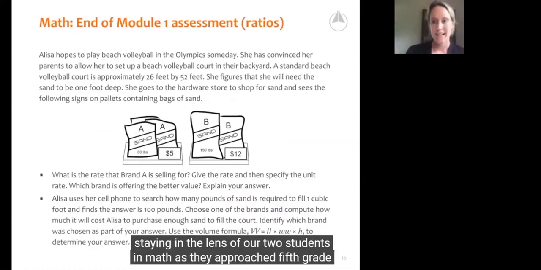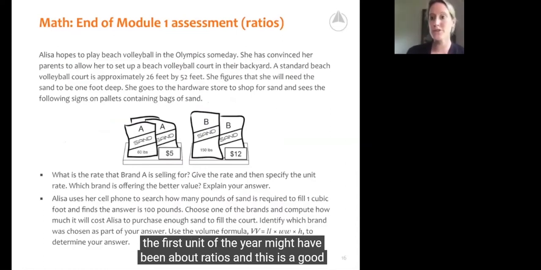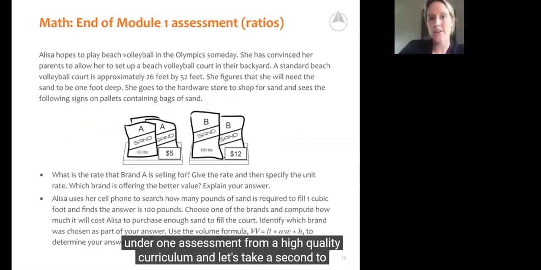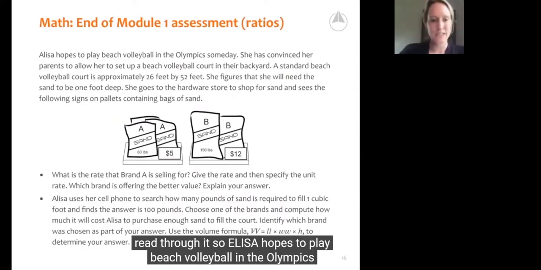So staying in the lens of our two students in math as they approached 6th grade, the first unit of the year might have been about ratios. And this is a good end of module 1 assessment from a high quality curriculum. Let's take a second to read through it.